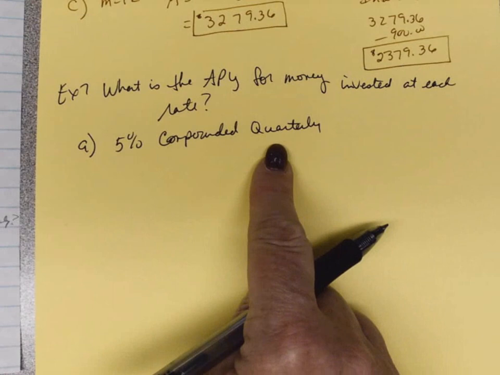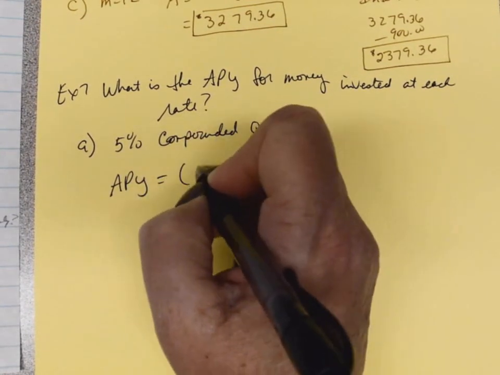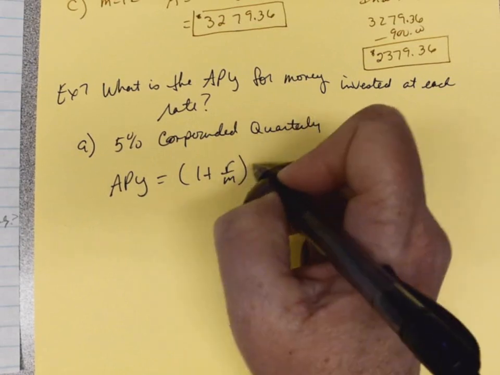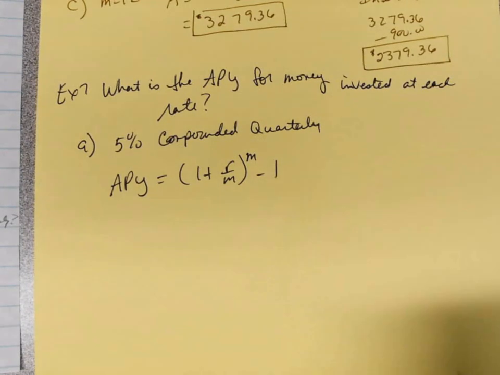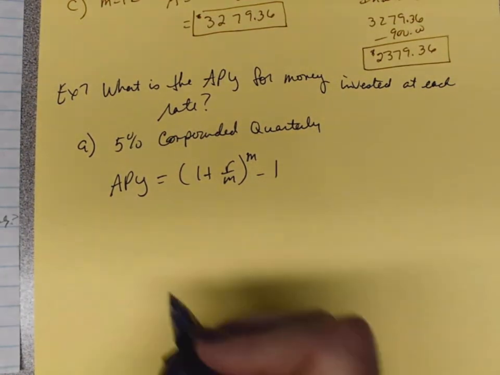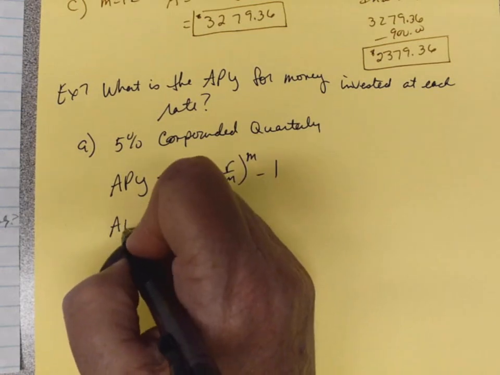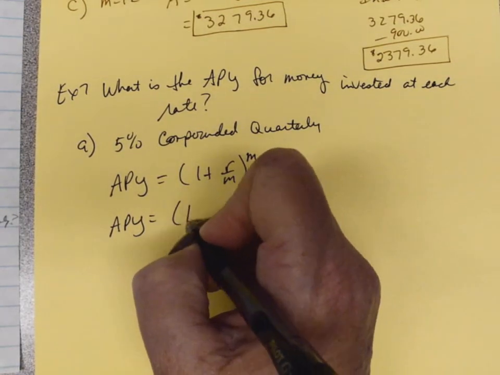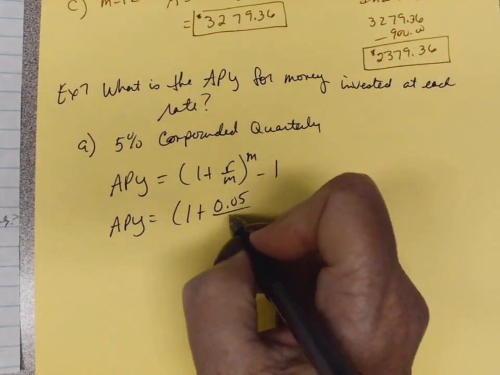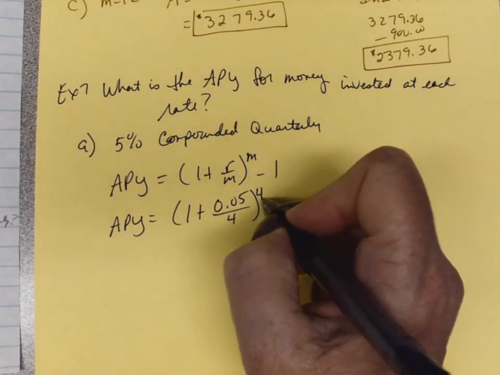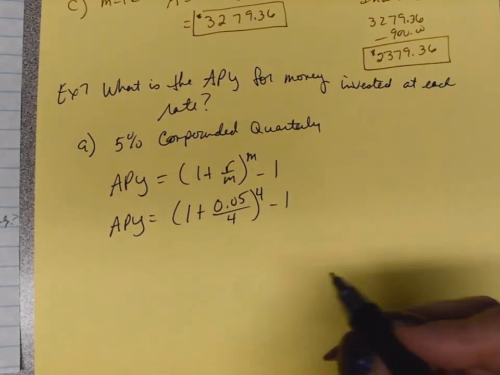Because it's quarterly, we're going to be using the APY equals (1 + r/m)^m and then minus 1, because we have an m value of quarterly. So APY equals 1 plus 0.05, again it has to be a decimal, divided by 4, quarterly is 4, raised to the 4, and then minus 1. So again, we're going to put that in our calculator.